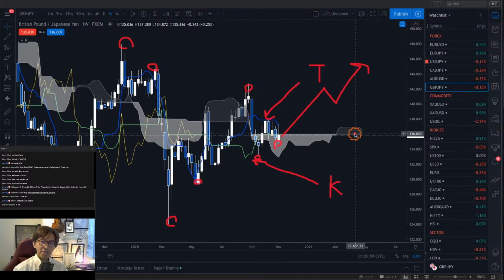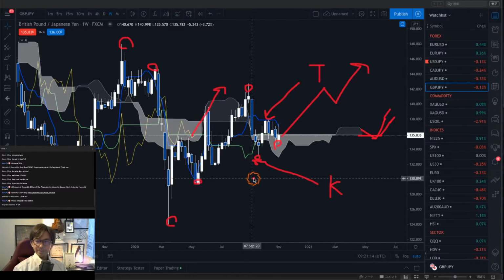But the Kumo is flat and bearish. So we better wait for the Kumo to be bullish like this, and we have to wait for the uptrend. And also the Chikou span should be above the candles. So until it happens, we better stay away from this currency pair GBP JPY on the weekly chart. So that was the overall analysis on the Forex pairs on the weekly charts.